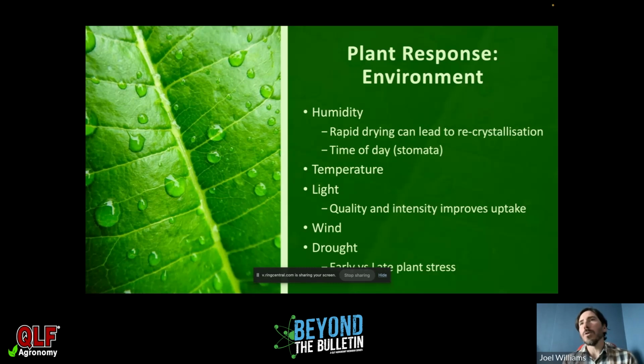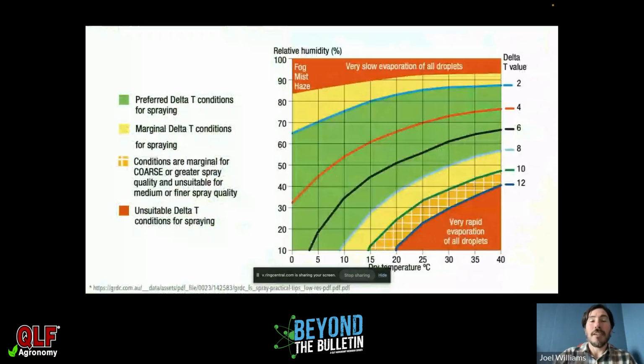So as a general rule, foliars are more effective in the early morning, in the later afternoon and evenings when the temperatures are a bit cooler and the humidity is higher. So that's your optimum time to apply. And the magic number here is around about 70 odd percent. Above that, you have very, very good humidity, very, very good uptake.